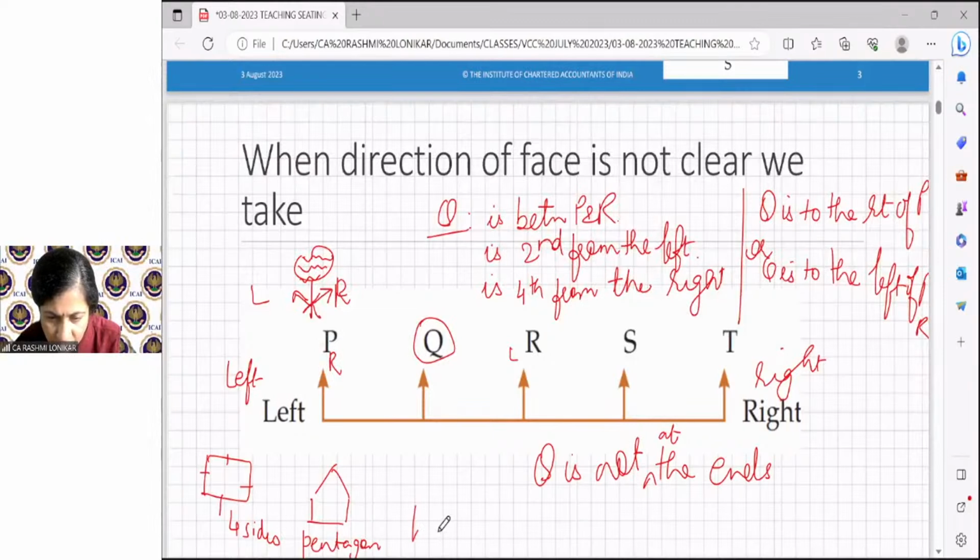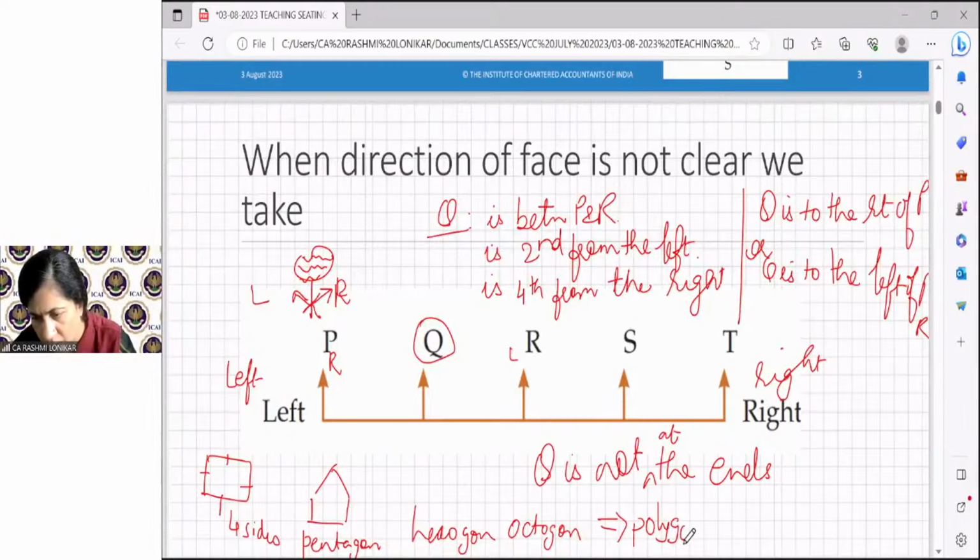You have hexagon, octagon. So what are these? These are known as polygons. Poly means many. So many-sided shapes are called polygons, where you may have 4, 5, 6 sides. Okay, so we don't have that much. We will only have up to 4.